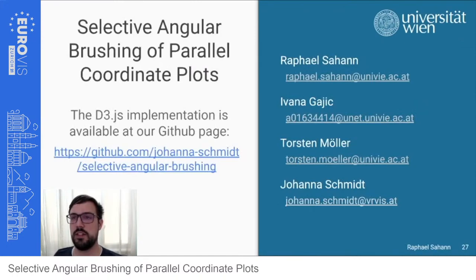This concludes the selective angular brushing method, an intuitive technique for selecting an angle-based range of lines in parallel coordinate plots. A D3.js implementation of our method is available on our GitHub page for you to try today. You can also find the GitHub link in the paper.